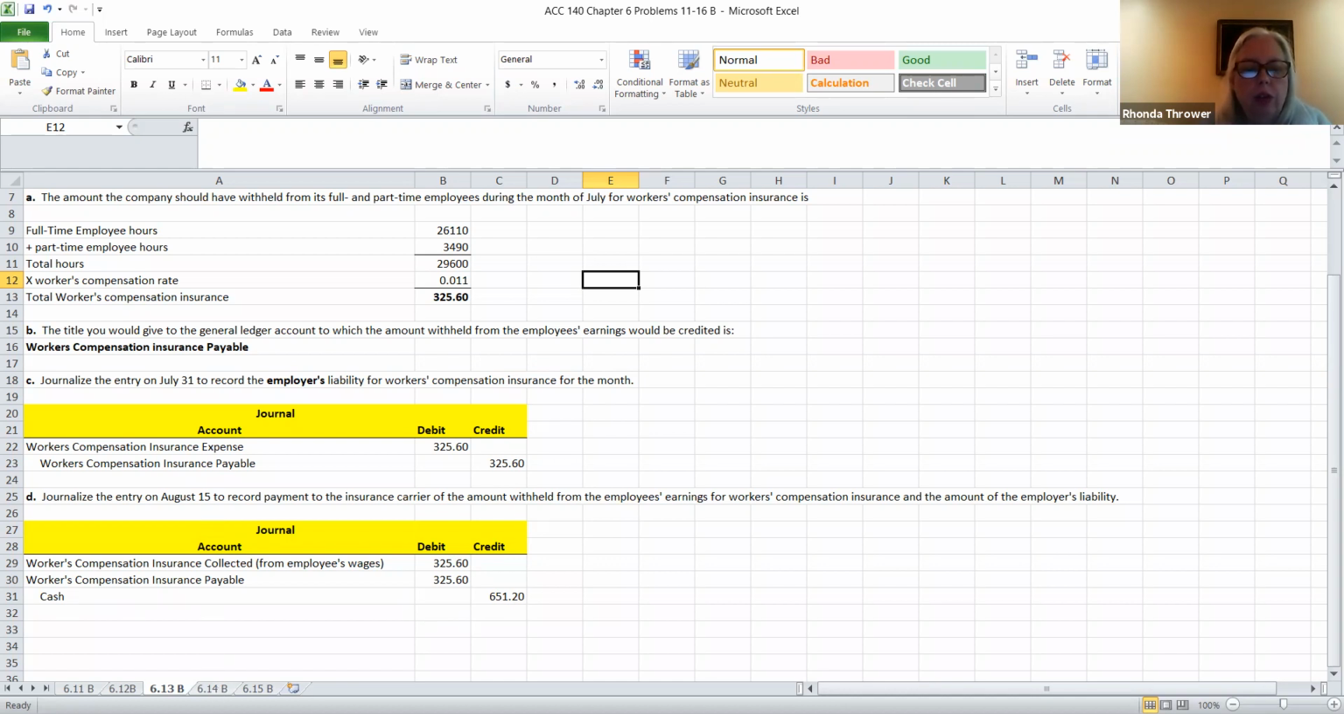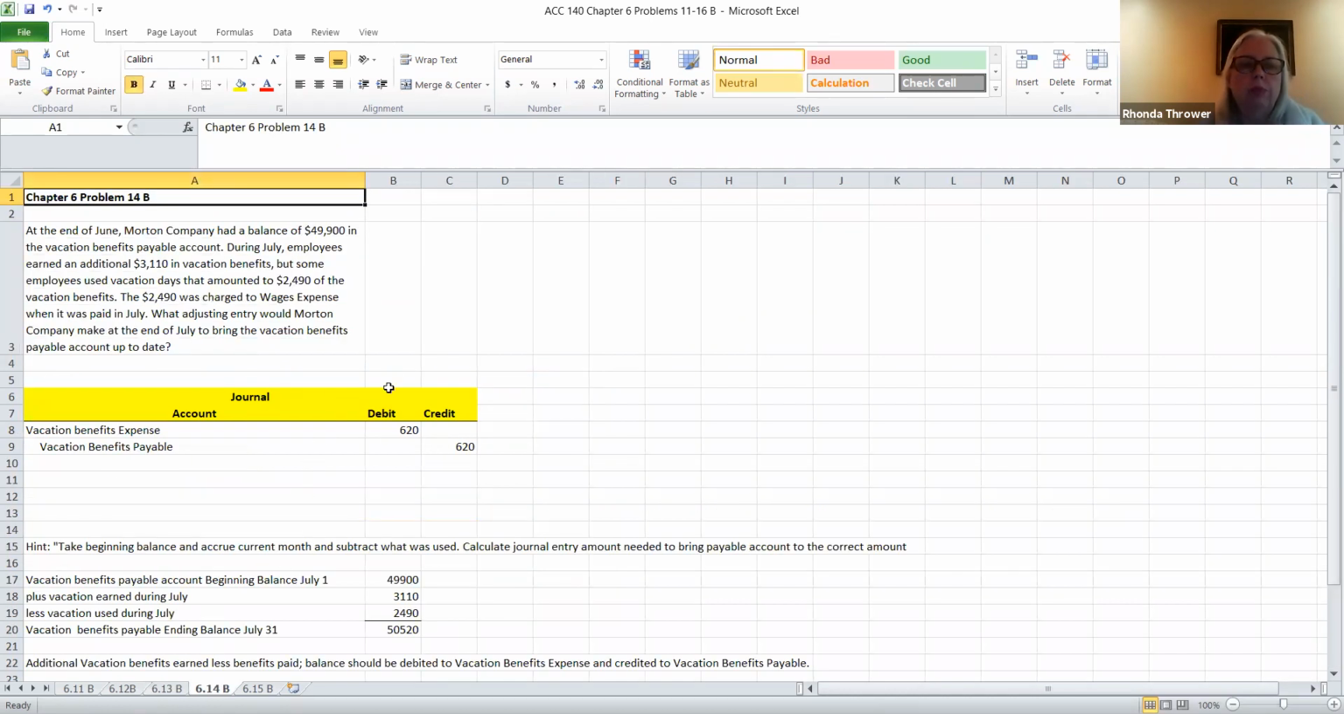So I'm going to move to the next problem. On this problem, it says at the end of June, Morton Company had a balance of $49,900 in the vacation benefits payable account. When employees have earned vacation, we put it in a liability account until it becomes paid vacation, when the employee decides that they're going to take some vacation days.